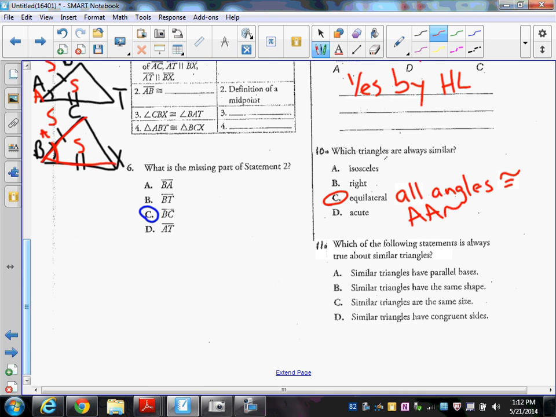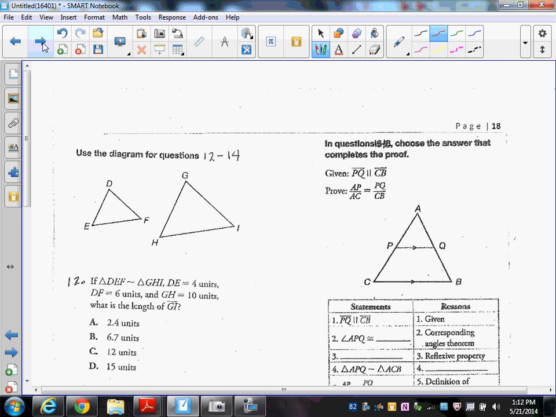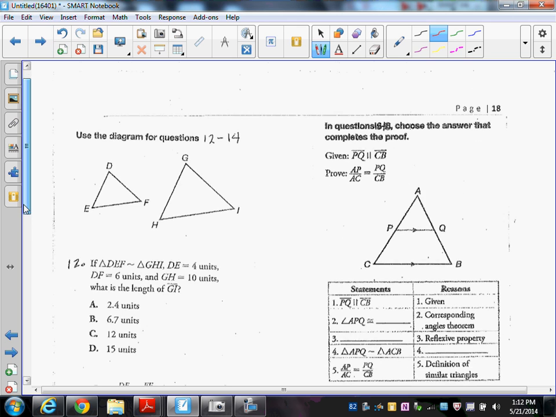Number 11 says, which of the following statements is always true about similar triangles? This one's kind of simple. Similar triangles always have the same shape. It should help you conceptualize that all it is, is a scale factor. You either blow it up or shrink it.